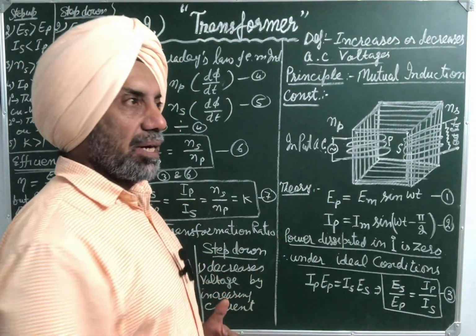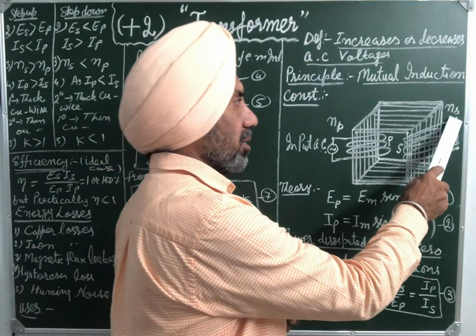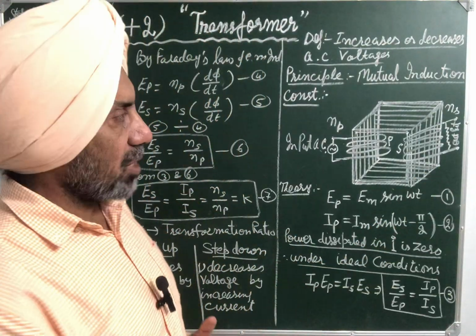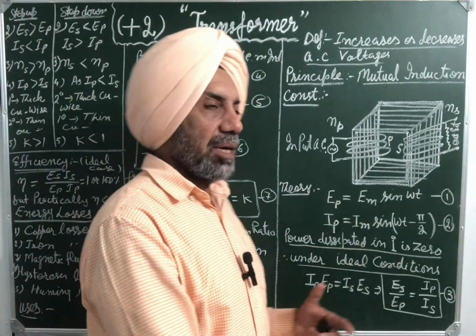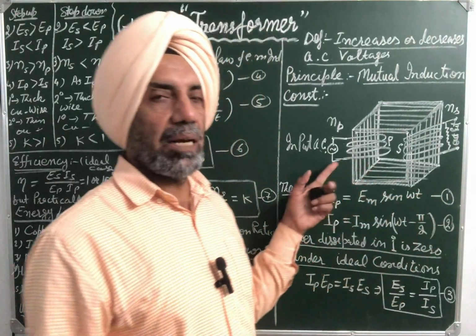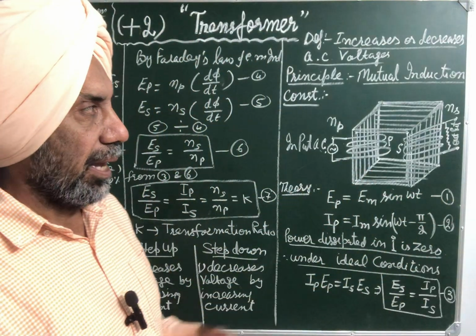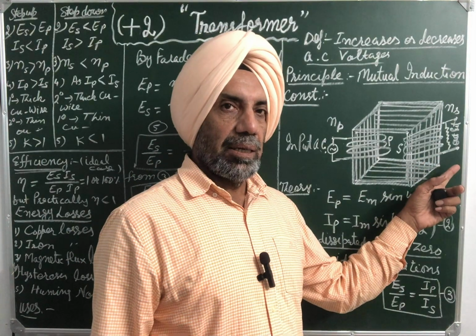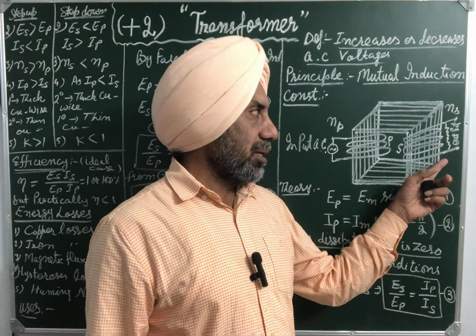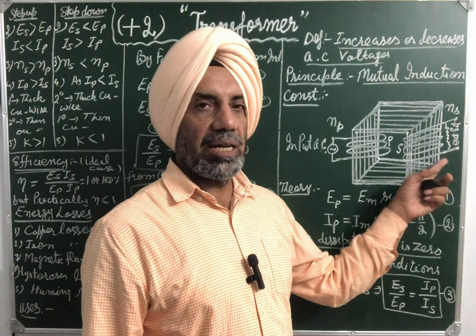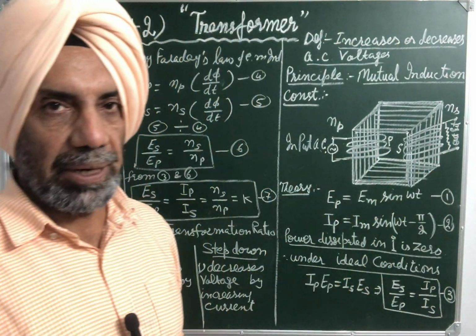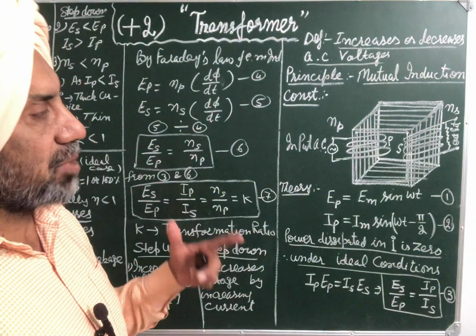Suppose NP is the number of turns in the primary and NS the number of turns in the secondary. In the case of a step up transformer, the number of turns in the secondary is more than the number of turns in the primary, and the voltage across the secondary is more than the voltage across the primary. The reverse is the case for a step down transformer.